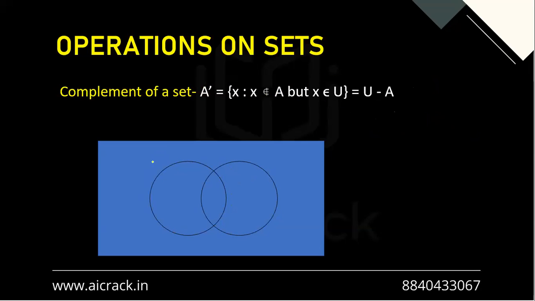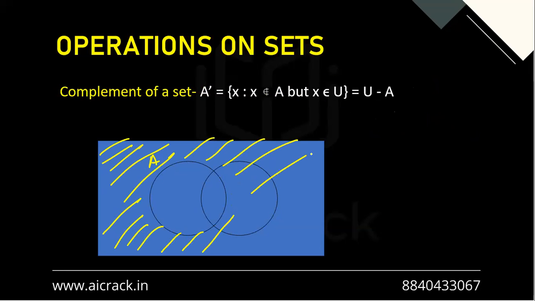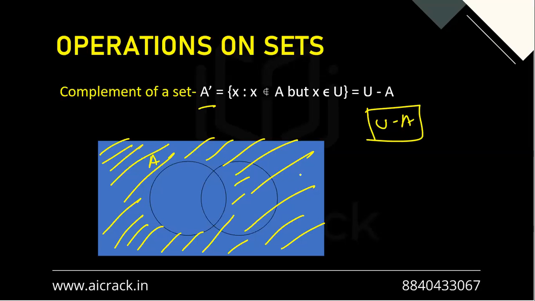Now let's talk about complement of a set. Let's say this is set A. This is the complement of a set, which is represented by A dash. Mathematically it means X doesn't belong to A, but X belongs to the universal set. So U minus A basically. It means all those elements of the universal set except those which are present in A. So that is nothing but U minus A. It is also represented by A dash.